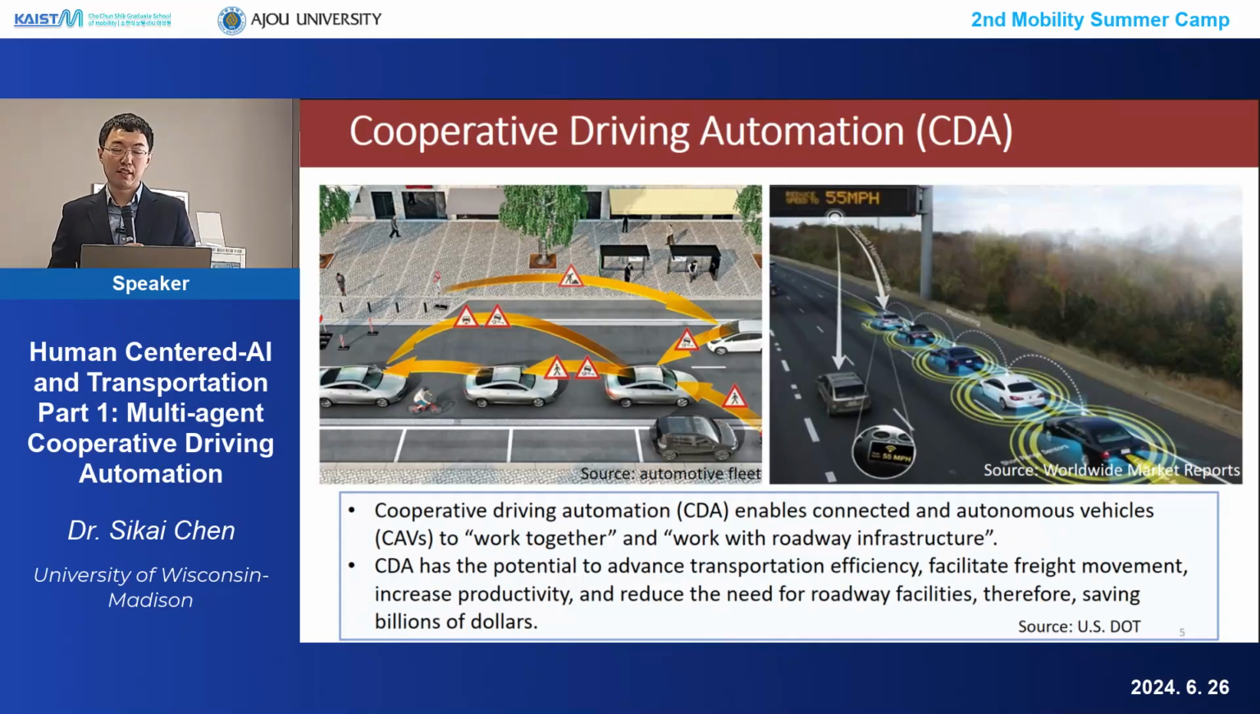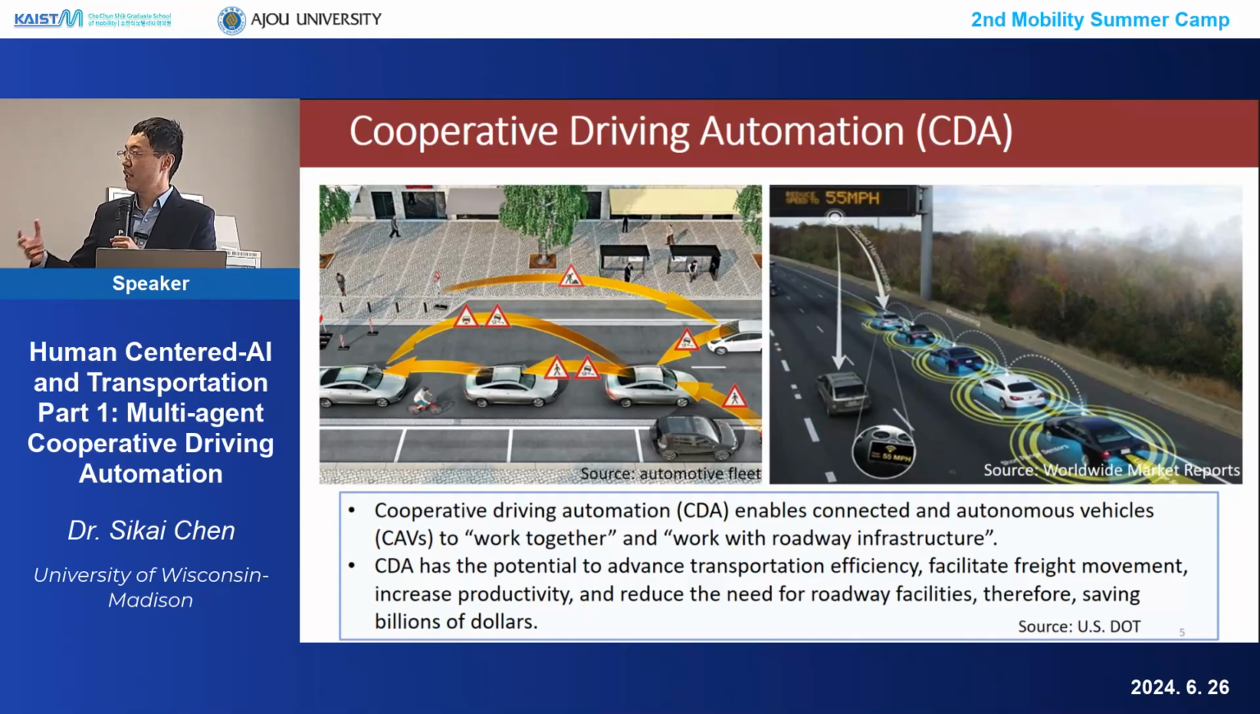And that was because of the lack of communication. So that's why it's important that people start to put this connectivity and automation together. So we have the connected and autonomous vehicle, which is the main focus of this presentation. We have the technology called Cooperative Driving Automation, the CDA. This is actually a name that US DOT started to use about 10 years ago.